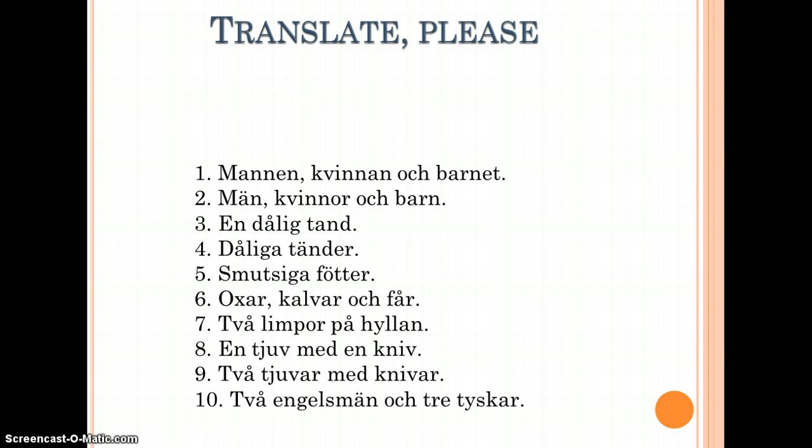Now, take a few moments to translate these sentences. You could put the film on pause if you need more time. And here are the answers.